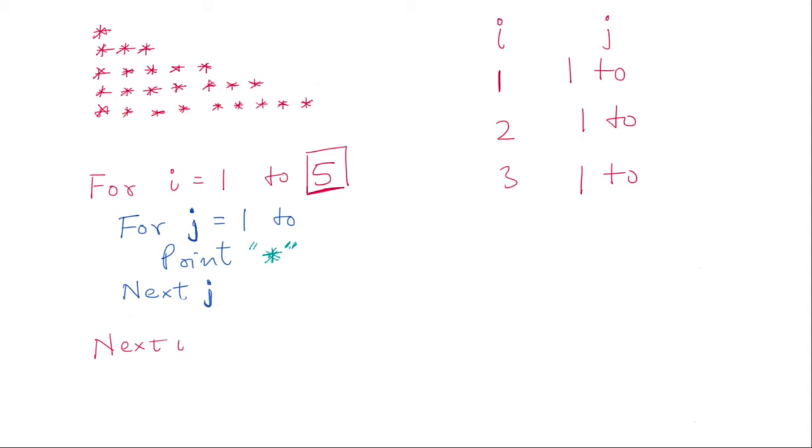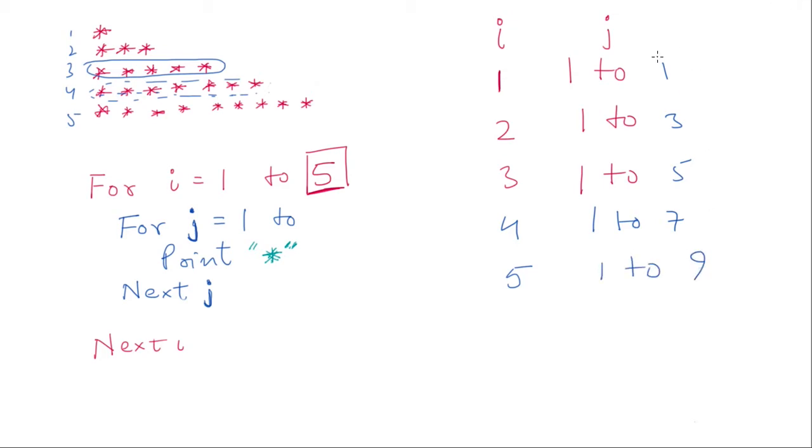Now, those who have not sent the answer, just tell me, when i is say 4, that time j is running how many times? This is i: 1, 2, 3, 4, 5. j is running how many times? 7 times or not? Okay, so when i is 4, j is 1 to 7. When i is 3, how much is it? 5. When i is 2, how much is it? 3. When i is 1, it is 1, right? When i is 5, how much is it?